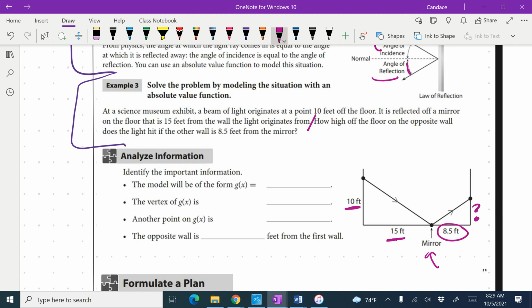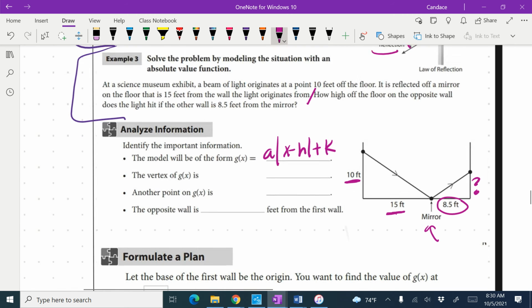All right, the model will be of the form g of x equals, well, guess what? It's going to look exactly like what we've been doing, right? A times the absolute value of x minus h, plus k. And I picked on this one because it did not have the b value in it.